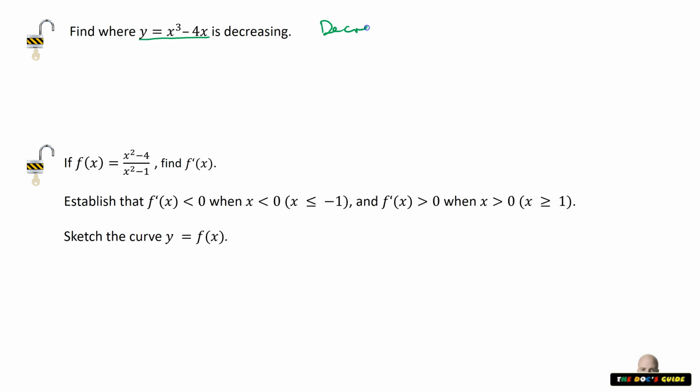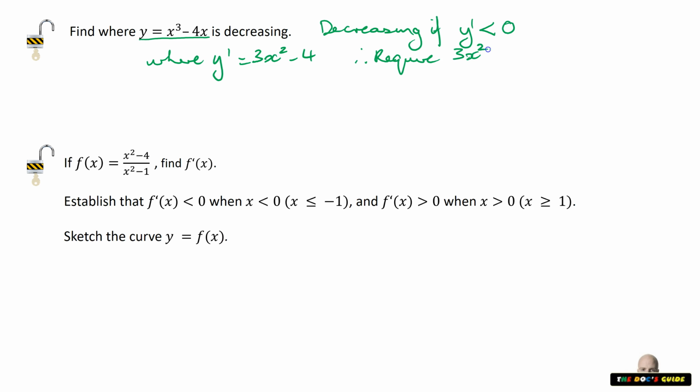For our next example, we want where this function is decreasing. So what's the condition for decreasing? It's decreasing if y dashed or f dashed is less than 0. So this then means that we want, first of all, to find y dashed. So that's going to be 3x squared minus 4. Therefore, we require 3x squared minus 4 to be less than 0.